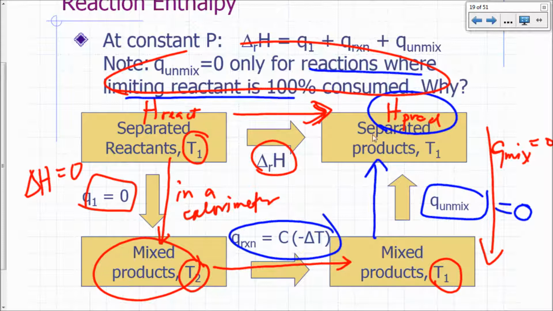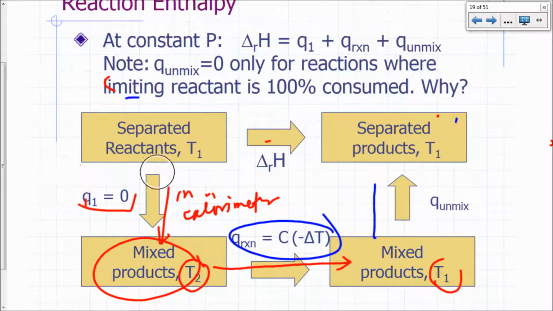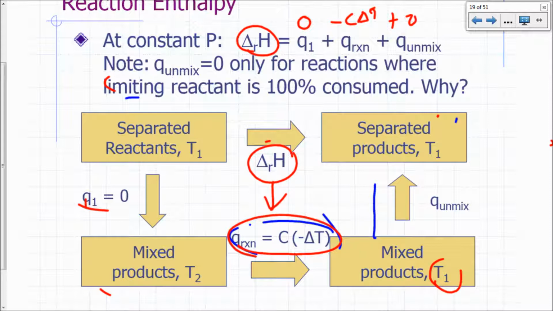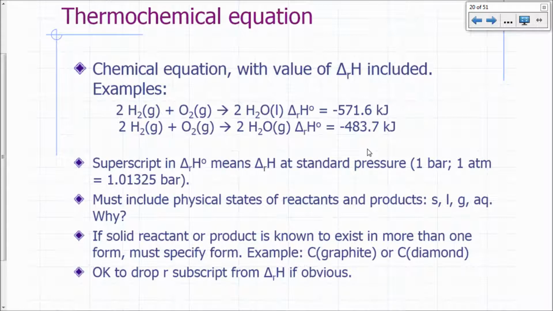So if you look at this diagram that we have right here, we can say that the delta H for the reaction, the reaction enthalpy, is Q1, which is 0, plus what we call the heat of reaction, which is minus C delta T, plus Q of unmixing, which is 0. So that's why, for practical purposes, for as long as we're dealing with a reaction that goes all the way to completion, the reaction enthalpy is just equal to the heat of reaction at constant pressure.